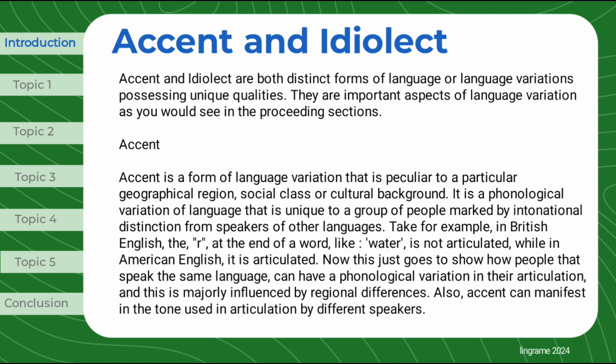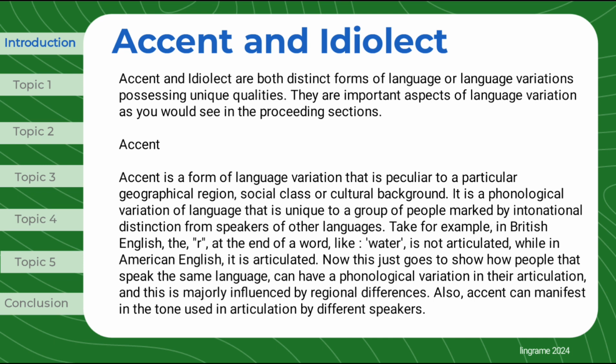Take for example, in British English, the r at the end of a word, like water, is not articulated, while in American English, it is articulated. Now this just goes to show how people that speak the same language can have a phonological variation in their articulation, and this is majorly influenced by regional differences.